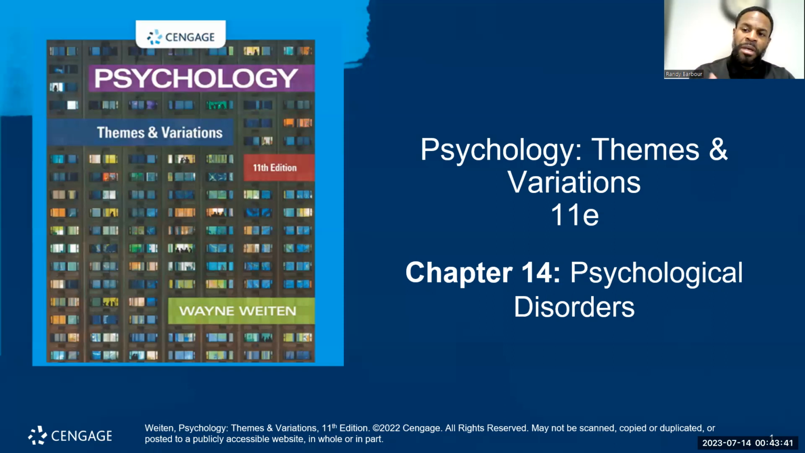But in chapter 14, we just want to highlight some of the more common categories of psychological disorders and what the causes are. When we talk about etiology, what are the causes of those disorders, and how can we better diagnose them in order to treat them in a more effective way? Okay, let's get this started.